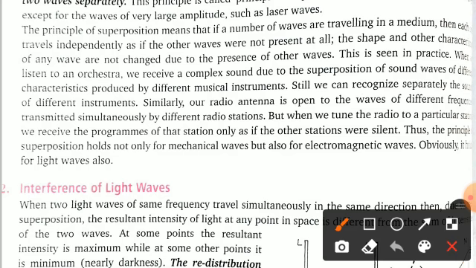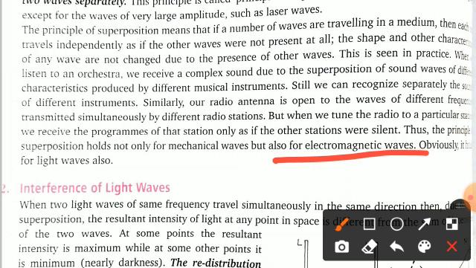I hope it is clear what an electromagnetic wave is. It is a wave which does not require any material medium for its propagation, like X-rays. Clear? So X-rays are electromagnetic waves. Obviously it holds for light waves also.